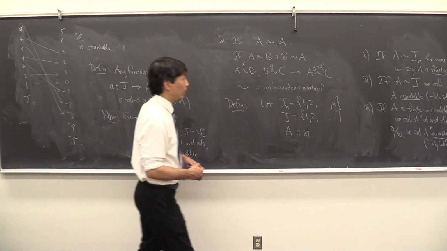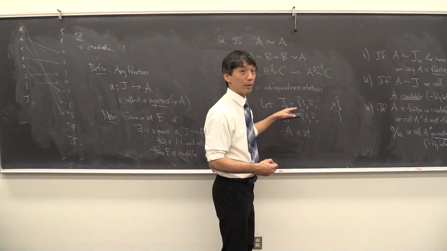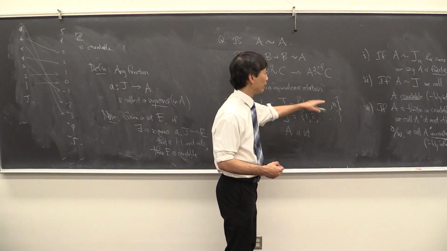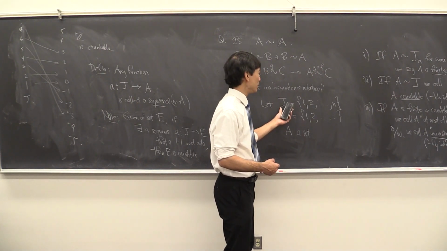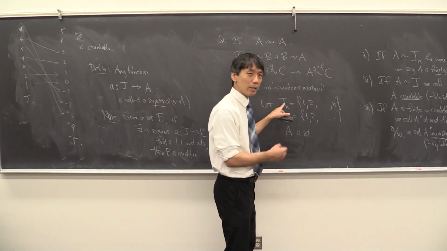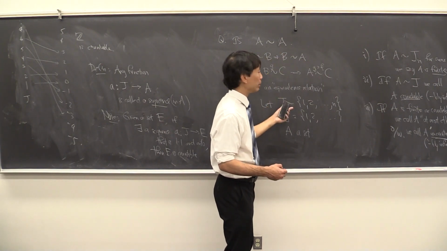Well, that's how we define finite. We define finite as equivalent to one of the J sub n's. So we don't have to say that this is finite. We define finite as being equivalent to J sub n. J sub n is of course equivalent to itself, right? J sub n is equivalent to itself, so it is finite.